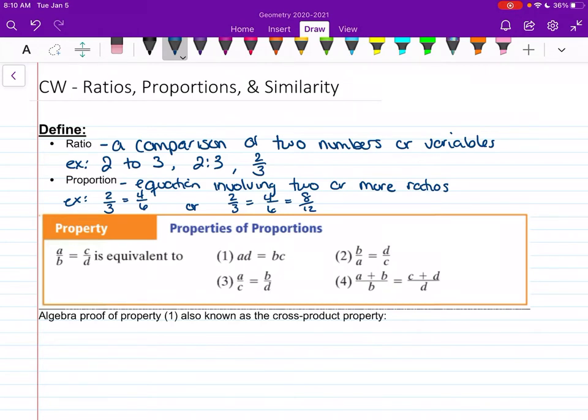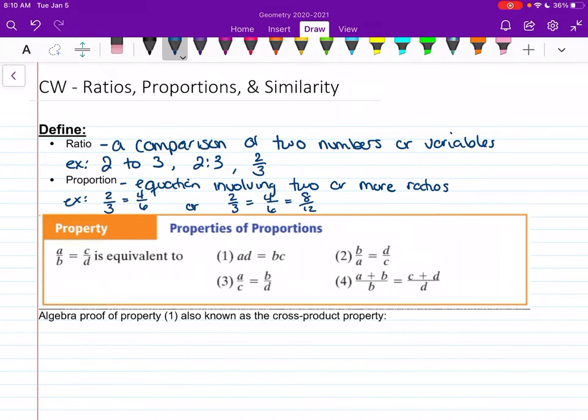So our next thing is talking about properties of proportions. If I know that I have a proportion, A to B equals C to D, then I know it's also equivalent to these other equations. So AD equals BC, B over A equals D over C, A over C equals B over D, and A plus B over B is equal to C plus D over D. We can prove all of these using algebra.